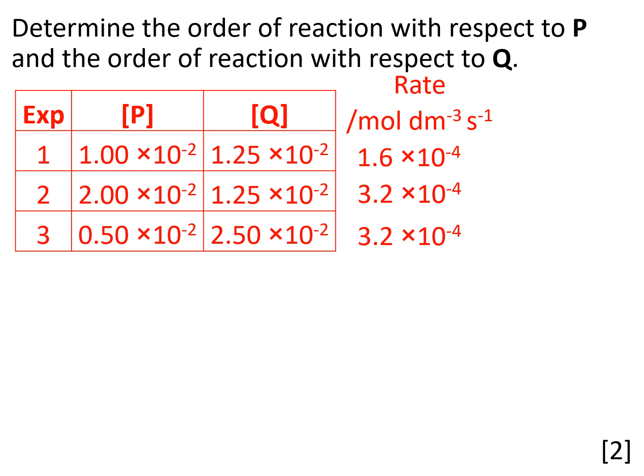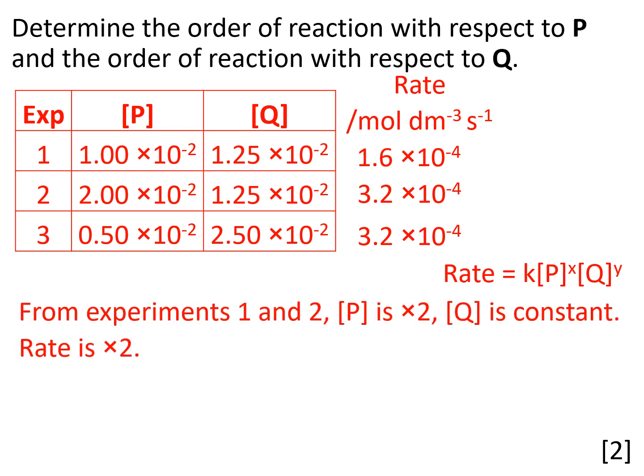Okay, so welcome back. The rate equation is going to be rate is equal to the rate constant k multiplied by the concentration of P raised to the power of x. In this case, x is the order of reaction with respect to P, multiplied by Q raised to the power of y, where y is the order of reaction with respect to Q. Okay, so we need to compare experiments. Now, one of them is a little bit easier than the other.